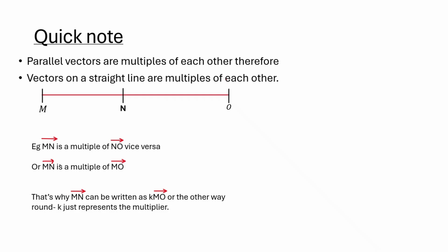And that's why we can write MN as a multiple, we can write MO as a multiple of MN. So we can write MN as kMO. K, in this case, represents the multiplier, and you'll see this in the questions to come.